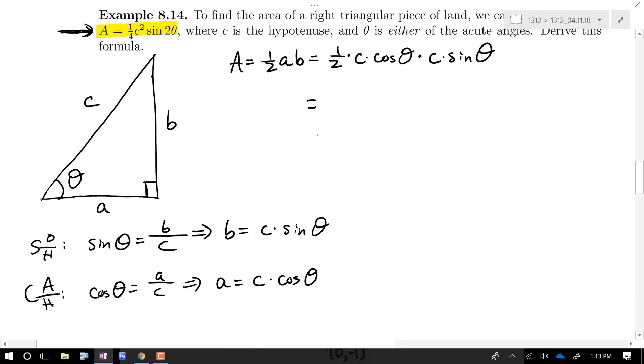We know we're making progress, even if we're not quite there. We can tell we're making progress because the only variables in this expression are C, the hypotenuse, and theta, which is definitely included as part of our goal. So let's keep going. We have 1/2, we've got 2 factors of c, there's c squared, and then we have sine theta, cosine theta.